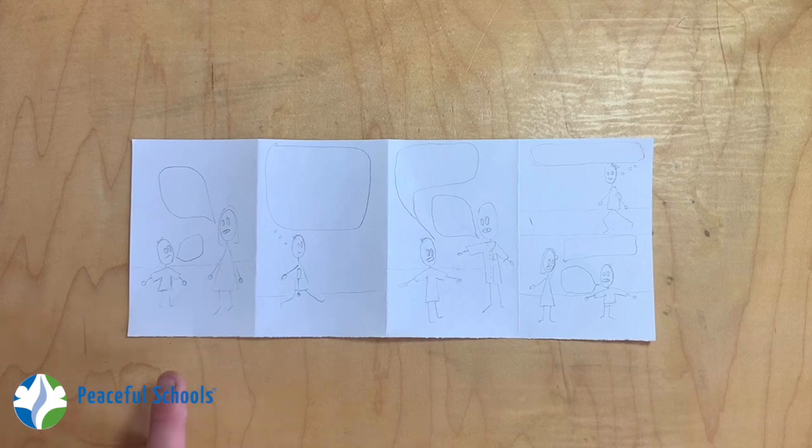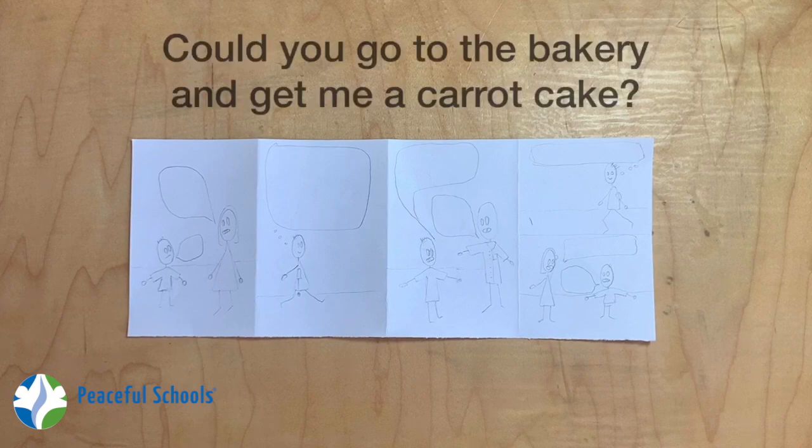In the first panel, our introduction, you can see what I have is a boy and a mother. The mother's going to be asking the son to go to the bakery. She's going to say, "Could you go to the bakery and get me a carrot cake?" And the boy's going to say, "Yes."